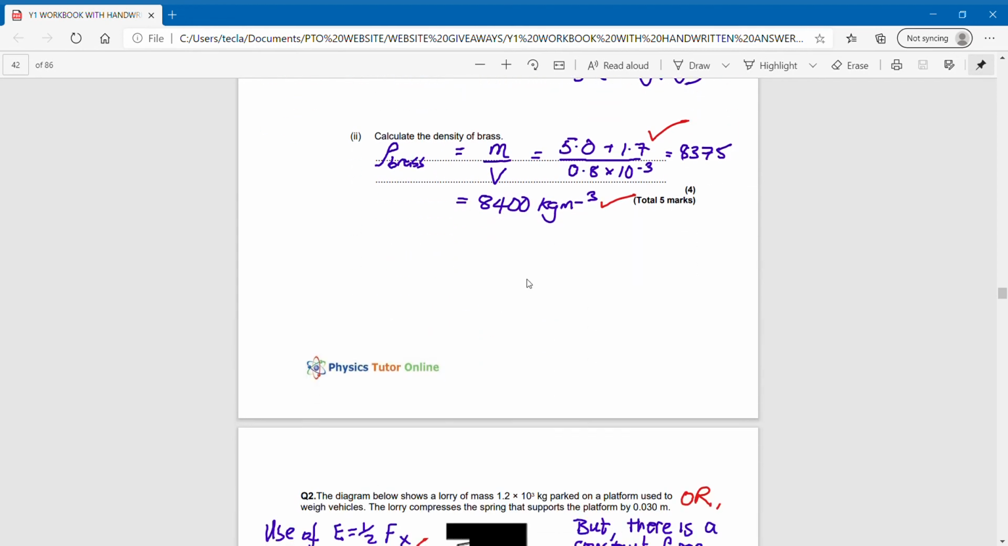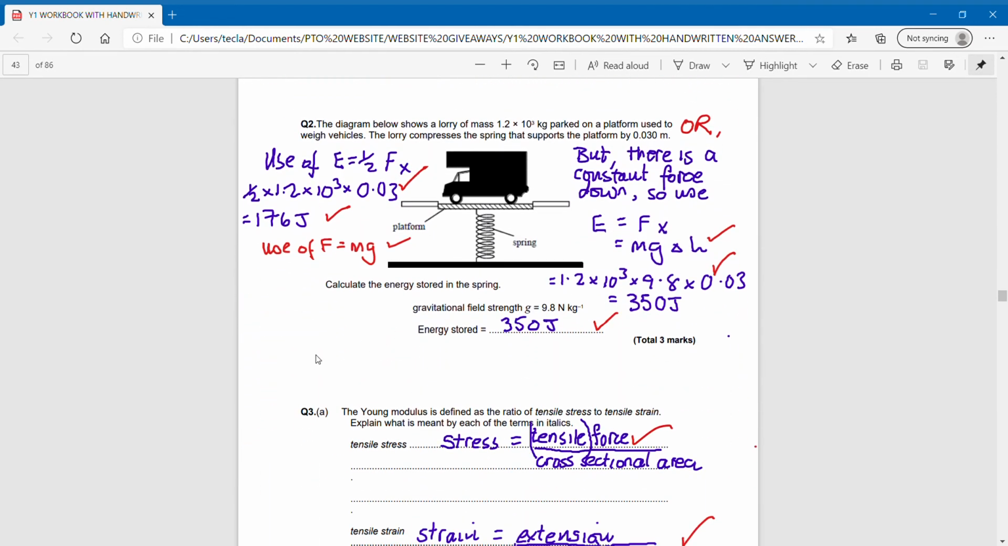Okay, so on to question 2. So the lorry is on this platform pushing down the spring. Given the mass of the lorry and given the compression of the spring is 0.03 meters. So calculate the energy stored in the spring.